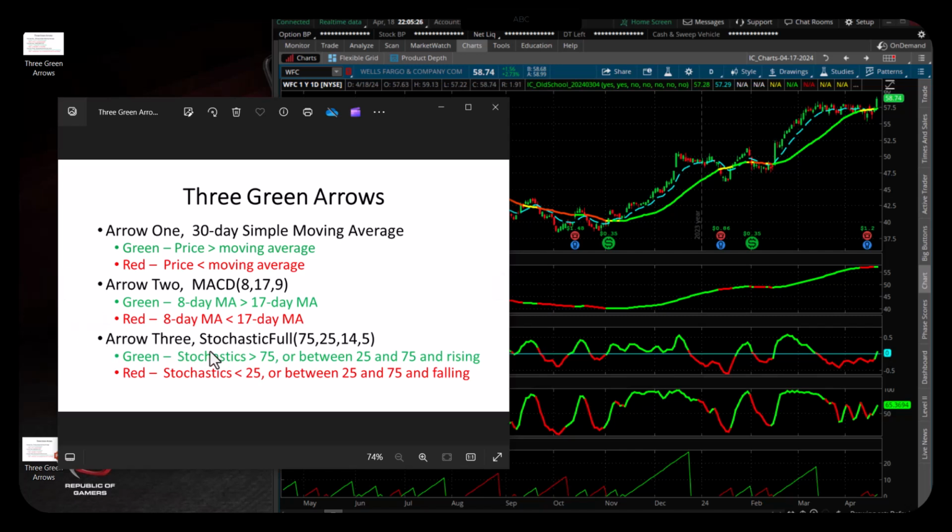The third one, the stochastics, is an indication of whether the price is in an overbought zone above 75 or an oversold zone below 25. Like I said, each of those studies is quite a bit different from each other, which is significant because you're not just seeing the same thing on the chart rehashed in a different way.